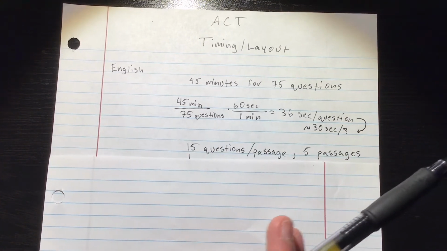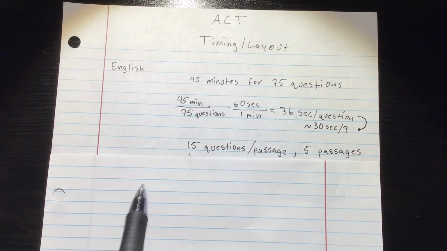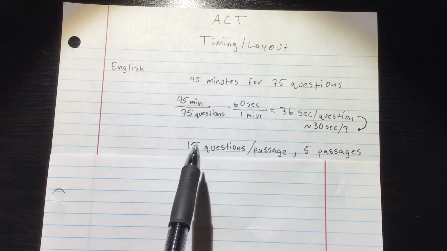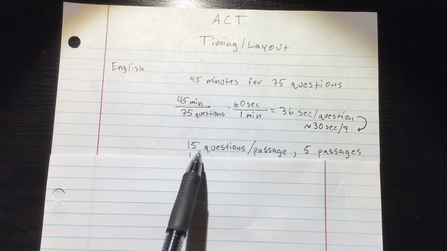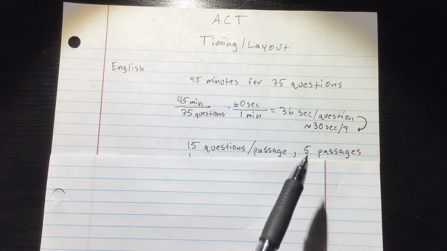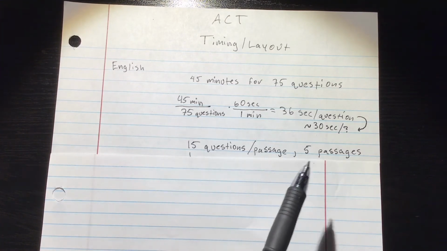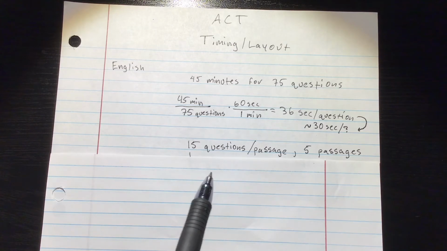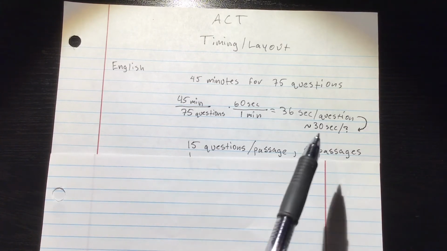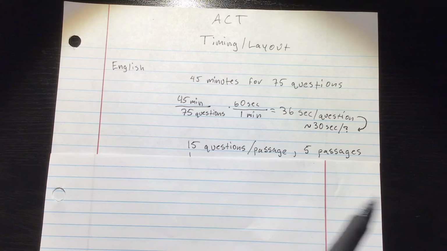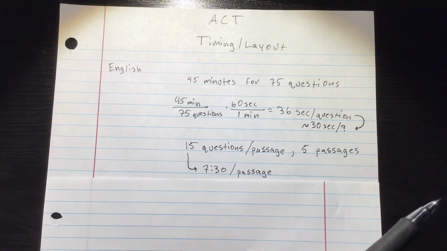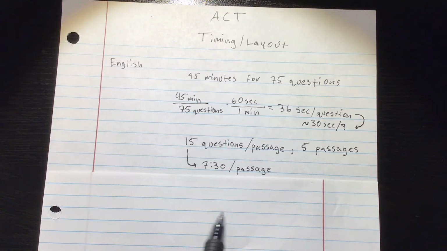The other thing about the ACT English is that you don't really know what the passages are going to be about, but you know that there are 5 passages total, and each passage has 15 questions. So it's always 15 questions in each passage, and 15 times 5 is 75. If you want to calculate the amount of time you should be spending per passage, at 30 seconds per question, you would have 30 seconds times 15 questions, which would be 7 minutes and 30 seconds per passage.